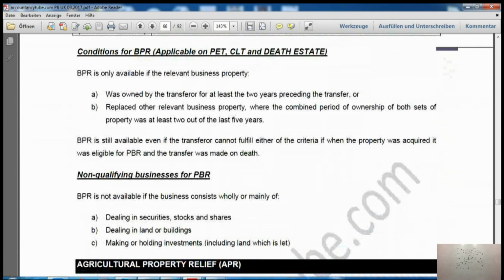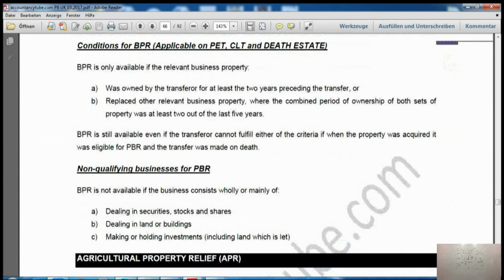Now it gives us some conditions for BPR on the next page. BPR is only available if the relevant property was owned by the transferor for at least 2 years preceding the transfer, so it must have been owned for 2 years. Or it replaced other relevant property, where the combined period of ownership of the property is at least 2 out of the last 5 years. So it must have been either owned for 2 years, or if you have replaced the property, then 2 years out of the last 5 years.